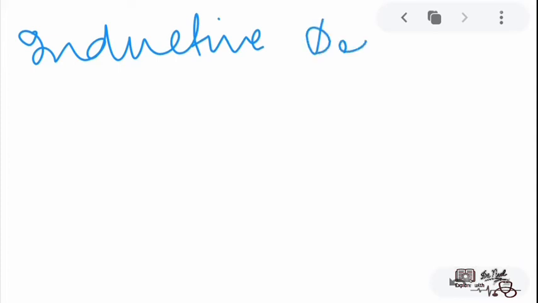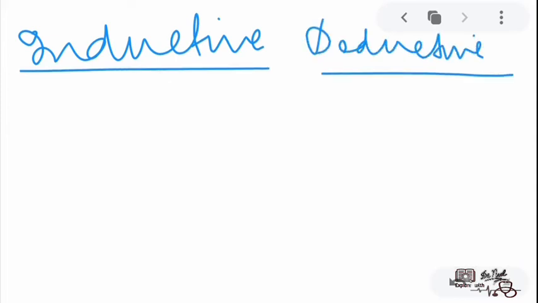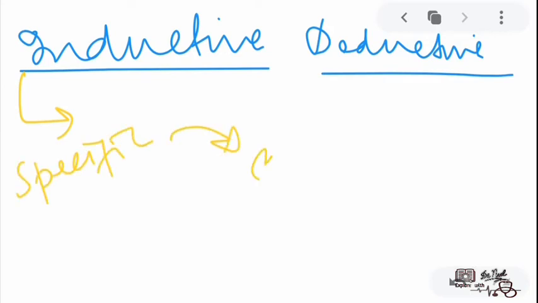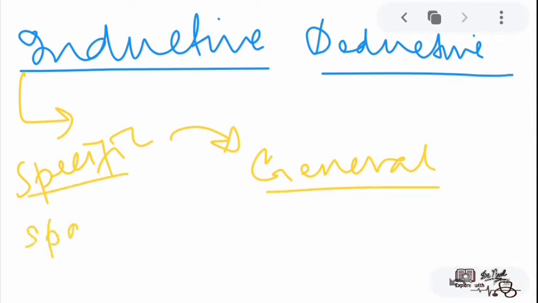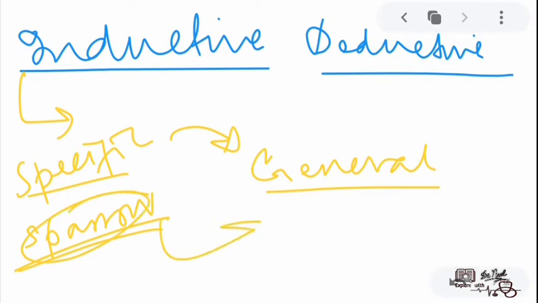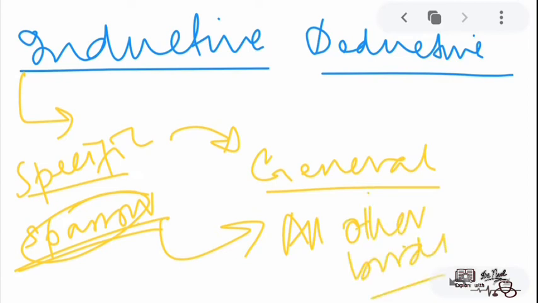Now, reasoning is of 2 types. Number 1, inductive reasoning. Number 2, deductive reasoning. In inductive reasoning, we move from a specific observed fact to a general idea. Just for an example, we see a sparrow has wings, which is a bird. So we interpret that all the other birds would also have wings. This is how we move from a specific fact to a general idea.